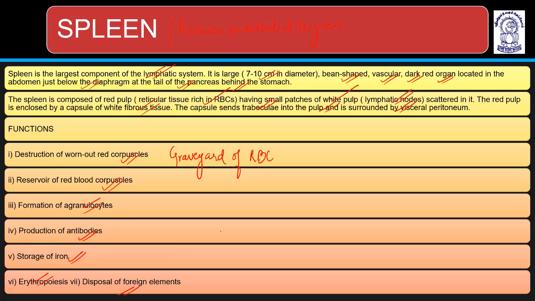So it helps in the destruction of worn out red corpuscles, that is, it is graveyard of RBC. It is a reservoir of red blood corpuscles. It helps in the production of antibodies. It helps in the storage of iron. It helps in erythropoiesis and disposal of foreign elements.